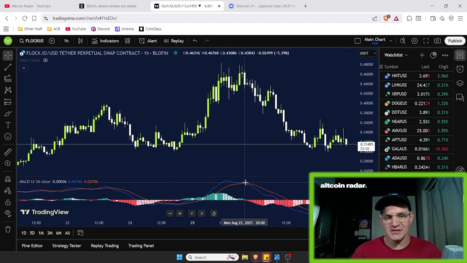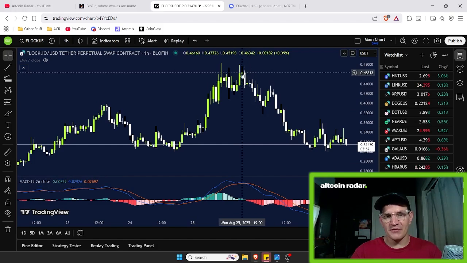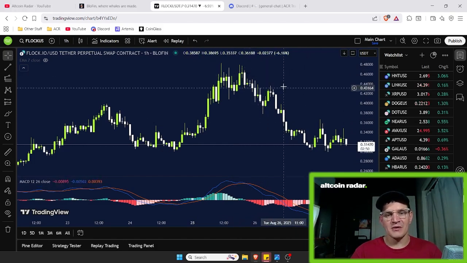And as you can clearly see right in here, we had a MACD cross on the signal line and MACD line, and the bars started to turn red, and right there, that is our downward reversal that we are talking about here.